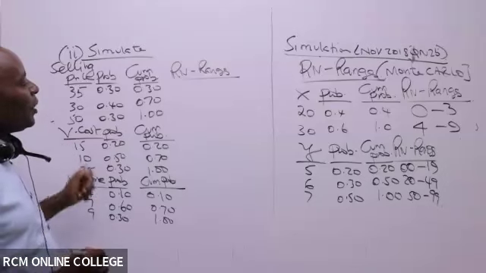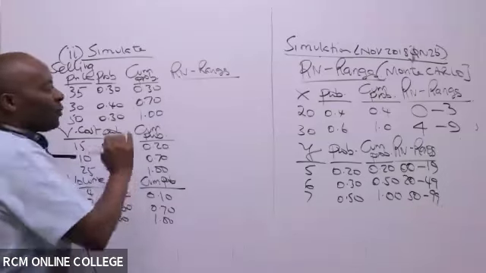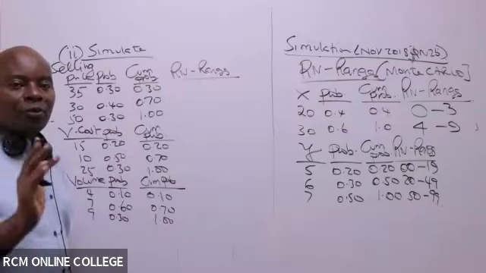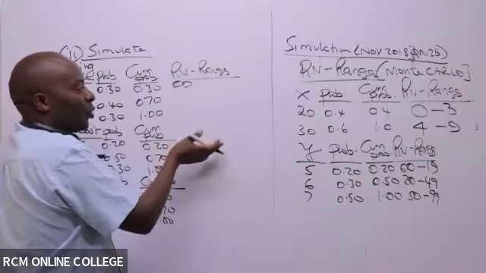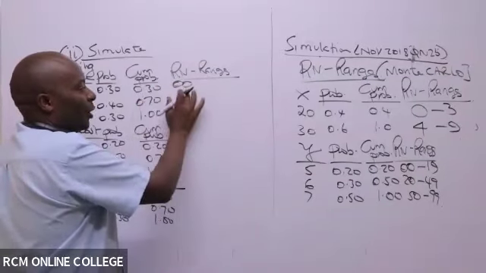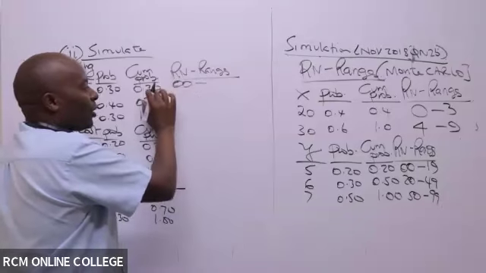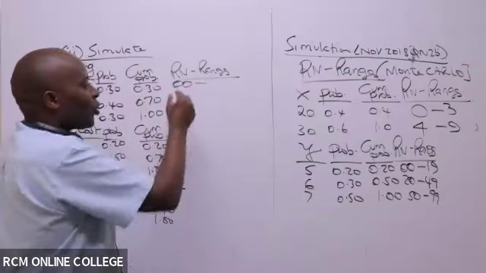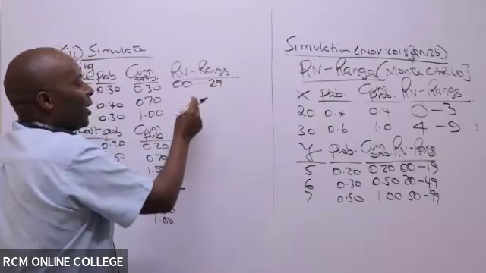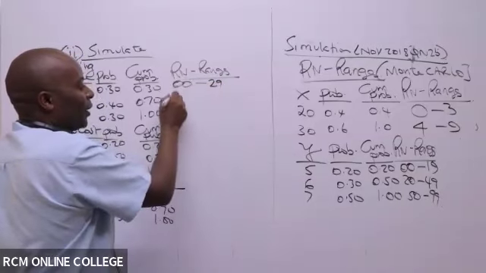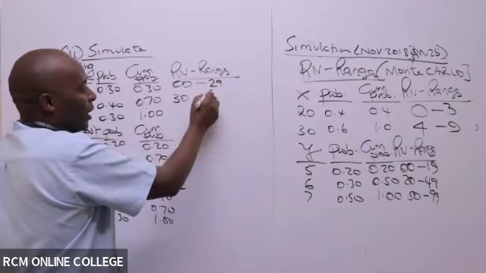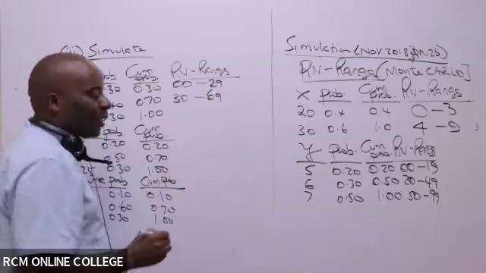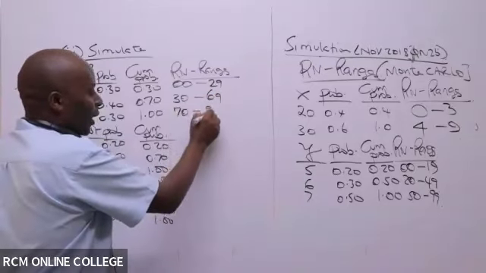So for the random number ranges, what do I have here? These are two decimal places, so with two digits it must always start from 00. So 00 all the way to 30 minus 1, which gives me 29. The next class begins from the next number, which is 30, all the way to 70 minus 1, that gives me 69. Then we have 70 all the way to 99.